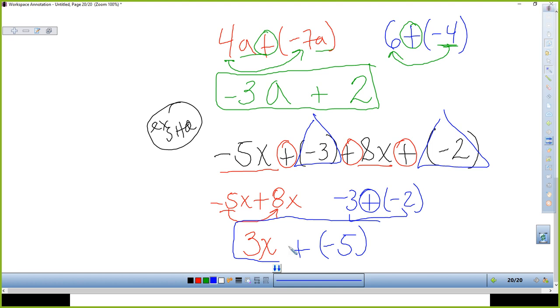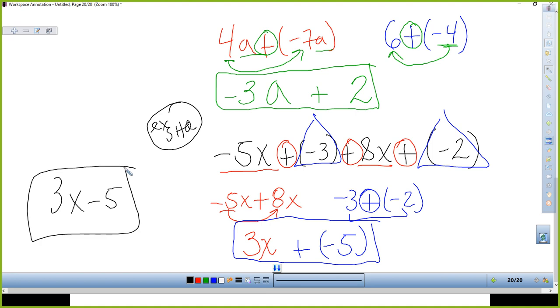Now, some of you wrote this. Some of you wrote 3x minus 5. That's also correct. But for right now, if you do either or, that's fine. Hands if you got that? Let's go.